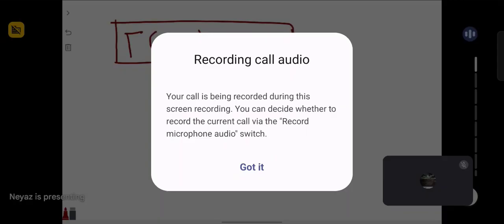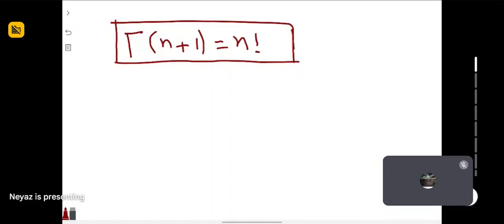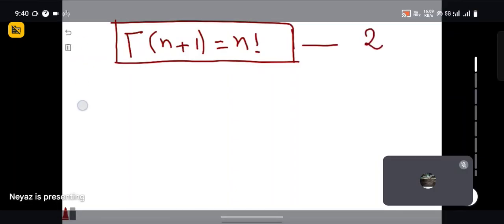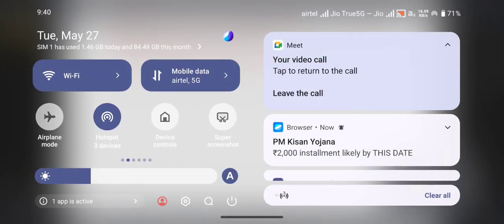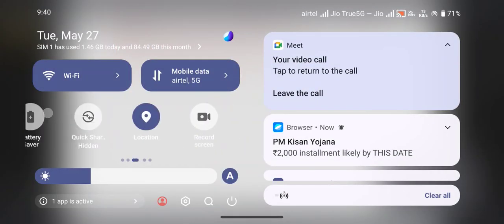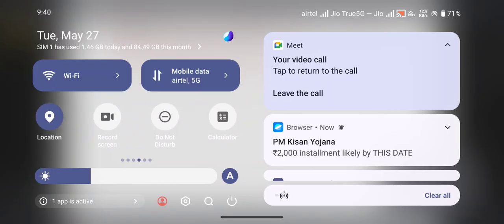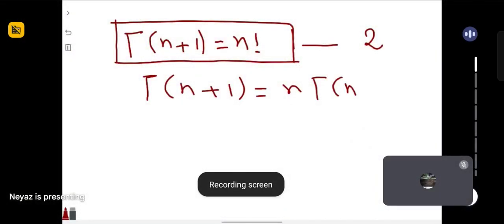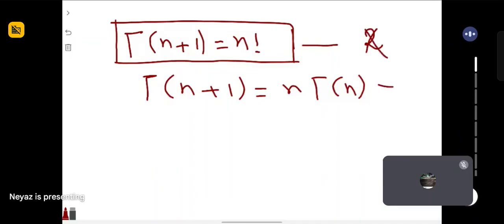Now, there's a very important remark. The recurrence relation 2, which we have defined, is not this. The recurrence relation 2 is this here. This is 3. Gamma n plus 1 is equal to n gamma n. This is recurrence relation 2 on your page number 1.